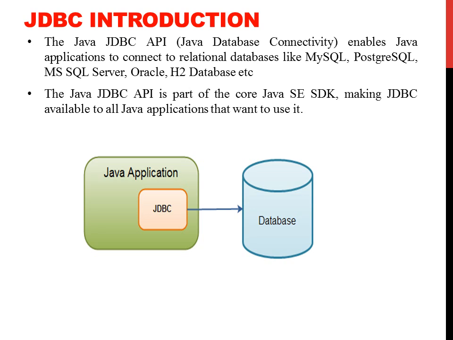Then this Java JDBC API enables us to connect to relational databases like MySQL, PostgreSQL, MS SQL Server or Oracle or H2 database. And JDBC is a part of core Java SDK. It is a part of the Java software development kit, and you don't have to separately install JDBC. It comes as a part of Java SDK. So it makes JDBC available to all Java applications. And through this JDBC, a Java application can establish a connection to any relational database.